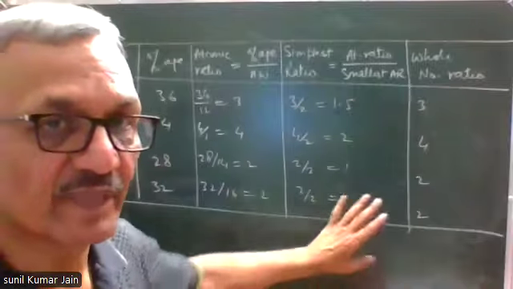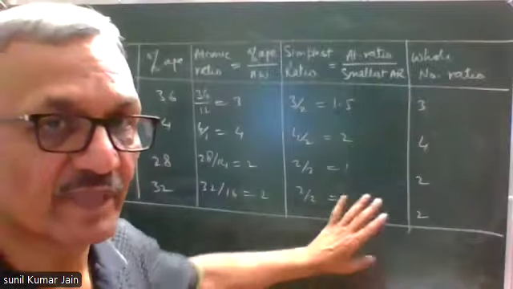So next, we are getting first answer. Empirical formula will be carbon 3, hydrogen 4, nitrogen 2, oxygen 2. This is one answer, empirical formula. Now we have to calculate molecular formula as well. Now, how to calculate molecular formula?